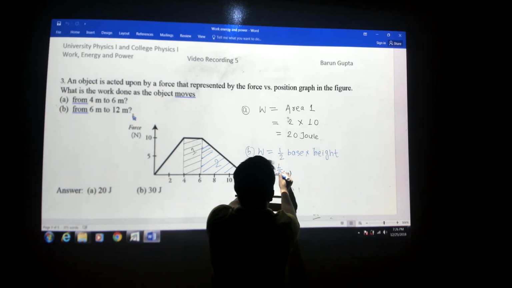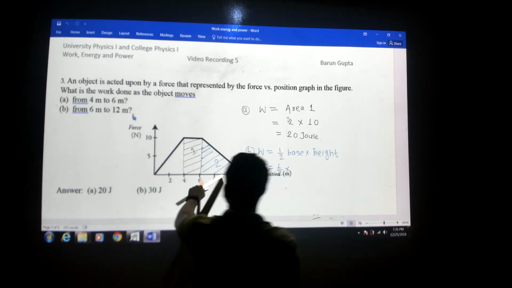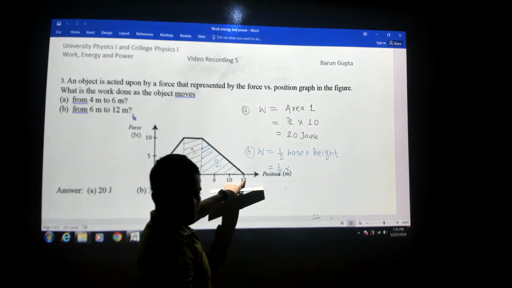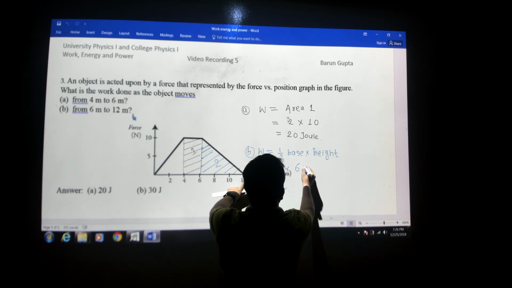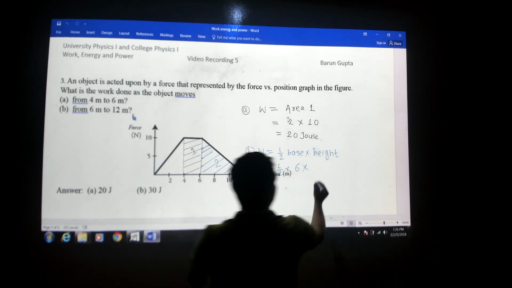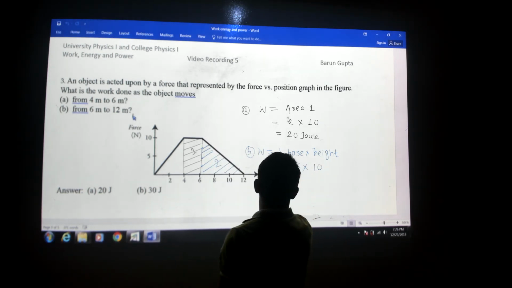Half. What is the base here? The base from 6 to 12 is 6 meter, and the height is 10. So this is 30 joule.